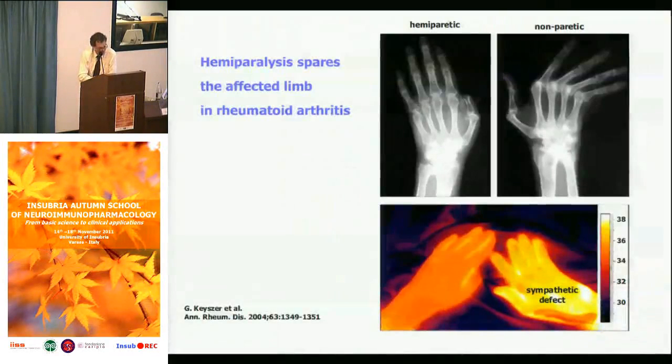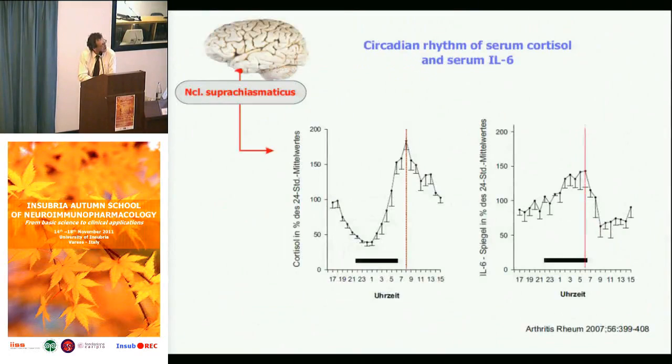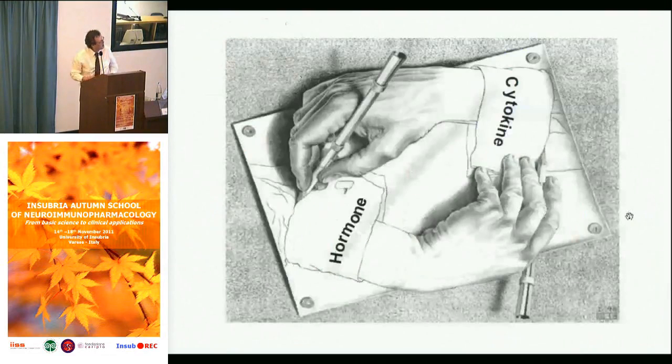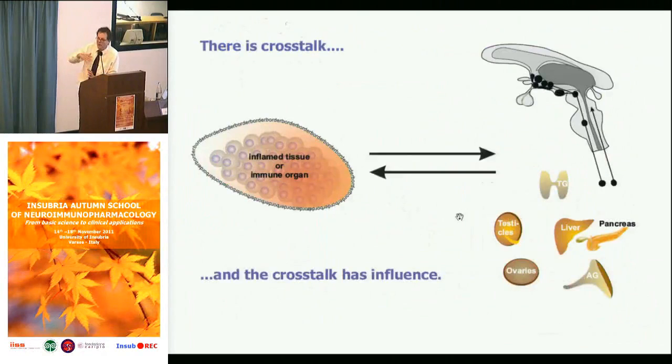So now, this is the example. I already mentioned this hemiparetic thing and the polymyalgia rheumatica thing, very clear. And another factor is that the change of the circadian rhythm can also change the cytokines and can change the stiffness and the pain, as already mentioned. So there is clearly a crosstalk between the system and the local inflammation. And the crosstalk most probably has influence, because we see changes in the expression of the disease.